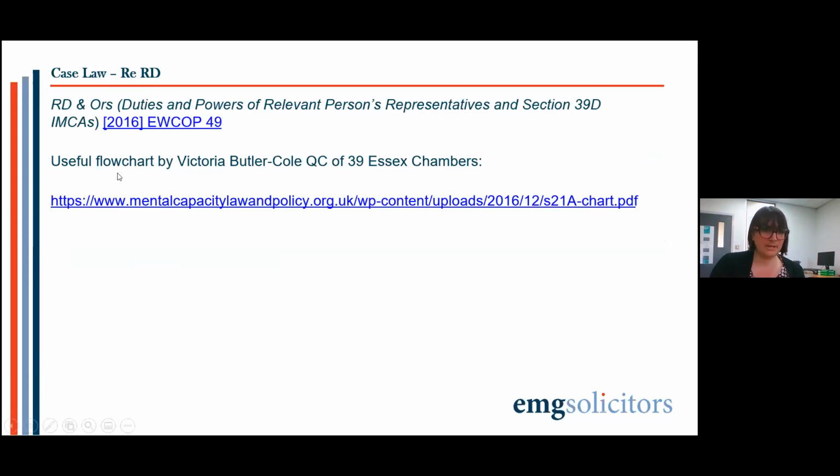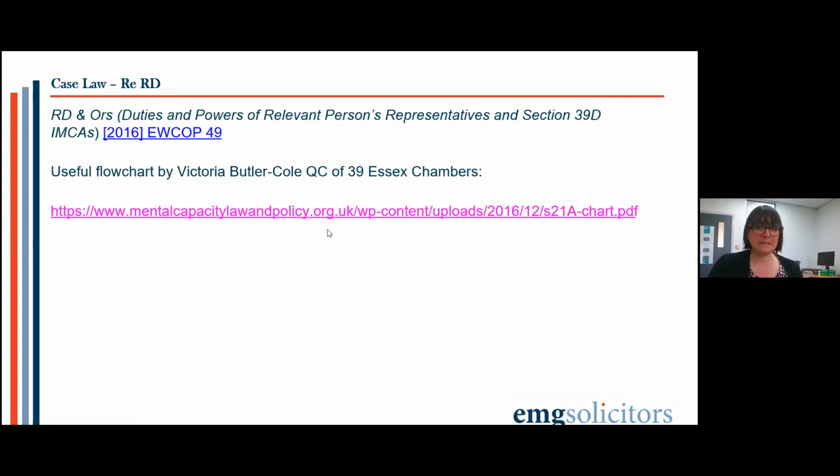And there's a useful flowchart here, which was produced by Victoria Butler-Cole QC, who is a barrister at 39 Essex Chambers. And I don't very often put links into these things, so I'm really, really hopeful that this flowchart's going to come up. Take a second. If I were you, I would print this off and I would keep it somewhere. We're going to circulate these slides and I've put the link in there. She's done, I think, a really clear job, and she did this a few years ago, of when to bring a challenge under section 21A.